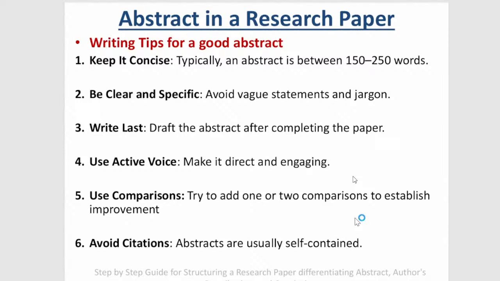To write a good abstract, we have to make it concise, preferably between 150 to 250 words. It has to be clear and specific, avoiding vague statements and jargon. We can write it last, that is, draft the abstract after completing the paper. Sometimes some parts are written in the beginning, and after completing the paper, if we implement the whole idea in the abstract, it comes out excellent.